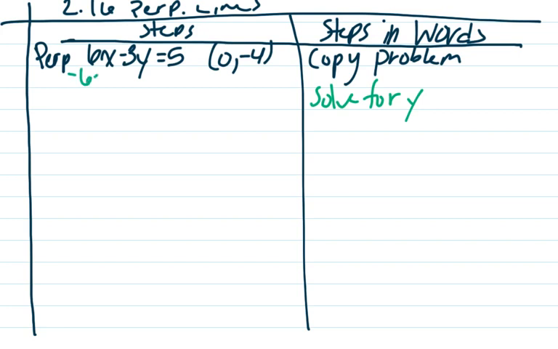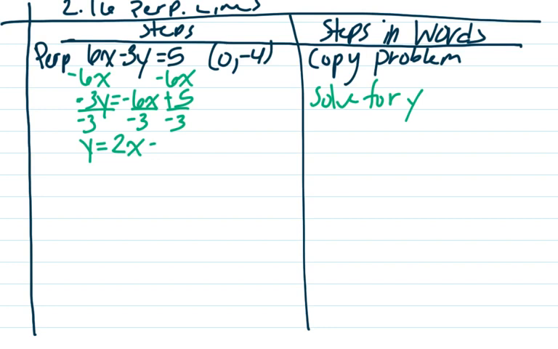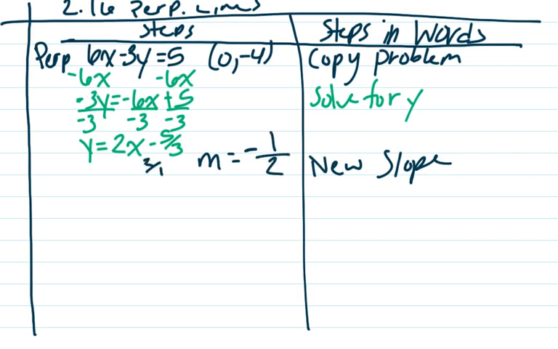So we subtract 6x from both sides, negative 3y equals negative 6x plus 5. Divide by negative 3. We get y equals negative 6 divided by negative 3 is positive 2x minus 5/3. We're going to write our new slope. So remember we have m equals, we're going to change the sign to a negative. If we make 2 a fraction, it'd be 2 over 1. If we flip that, it'd be negative 1/2.